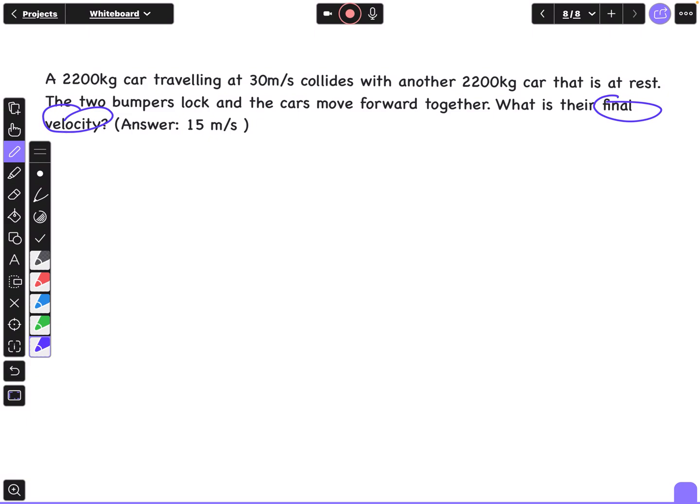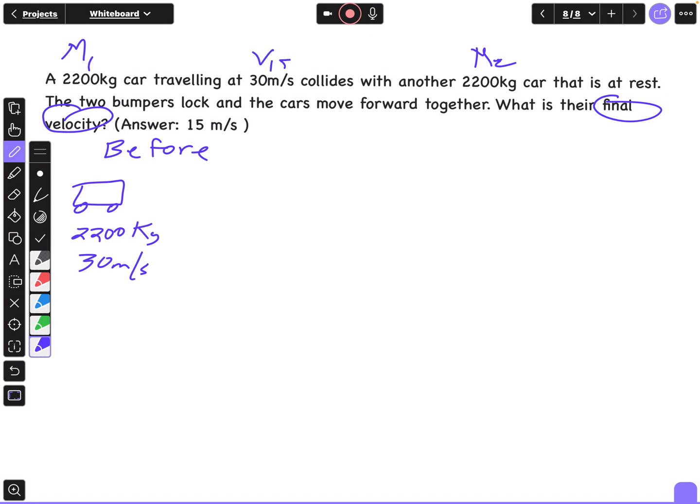Now I'm going to label this first object my M1, my first mass. Second object is going to be M2. And I'm going to draw these pictures for before the collision. My first object here has a mass of 2,200 kilograms, and it's traveling at 30 meters per second. It doesn't tell me right or left, so I'm just going to assume it's to the right. And it's positive 30 meters per second. So I know this is my V1I.